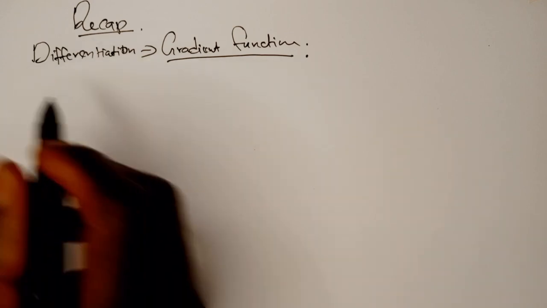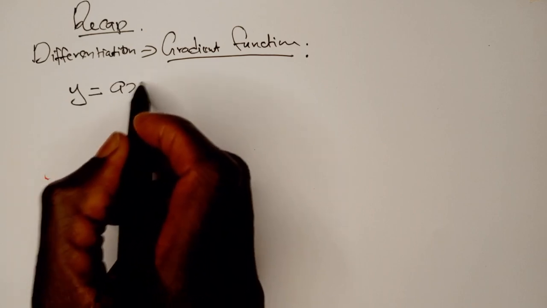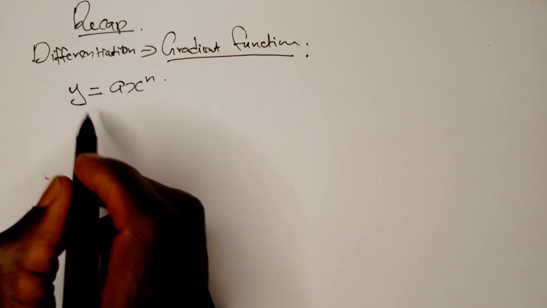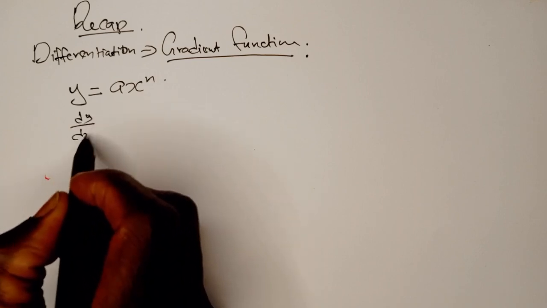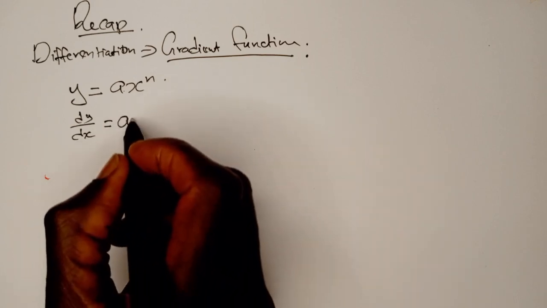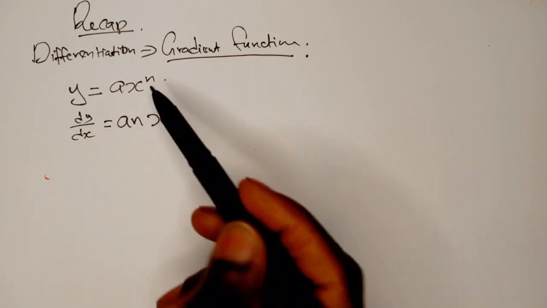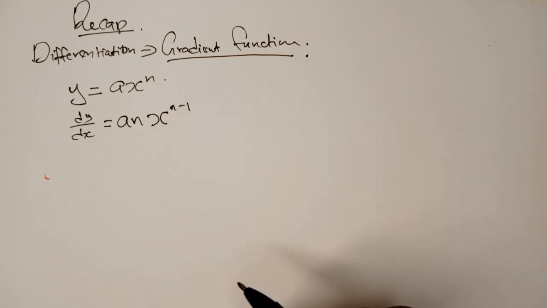Now when a function is in this form, y equals ax^n, then we said when you differentiate y with respect to x, that is dy/dx, you take this n, you multiply by a, that is ax, then you subtract 1 from this power, n minus 1, and that is how you differentiate.